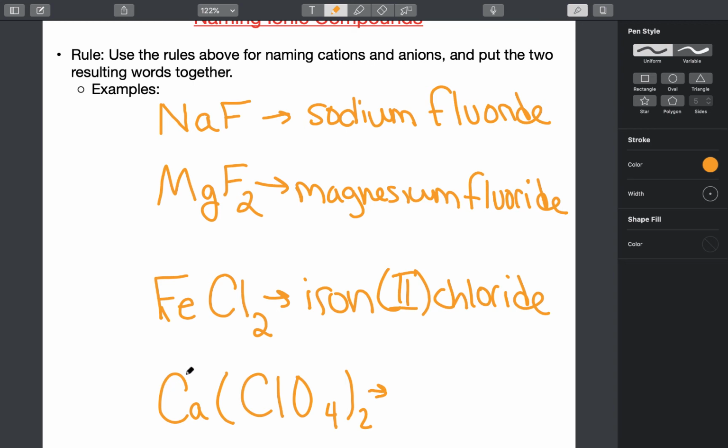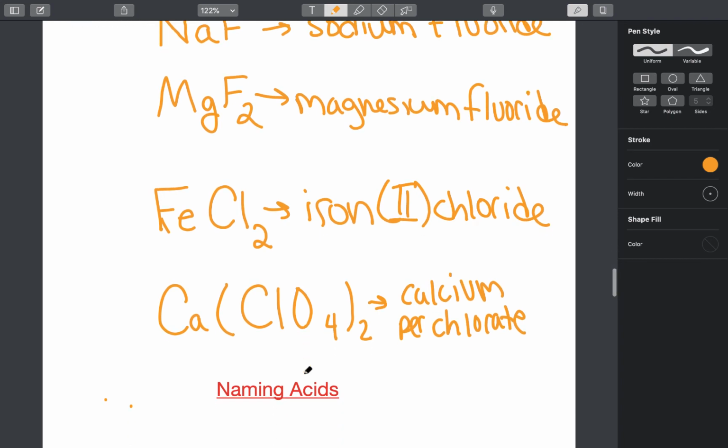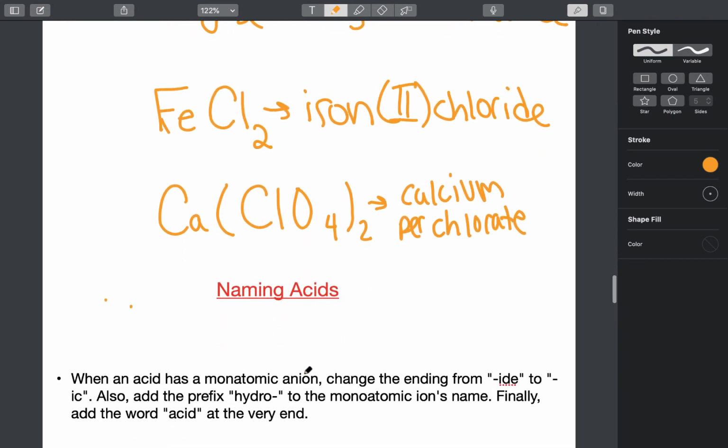So the last one is the trickiest one. You have calcium, which is a group 2 metal, therefore it only forms one charge, which is +2, and the perchlorate ion. So in order to write this, you write calcium perchlorate. And then you're done. So ionic compounds are not too bad to name, right? Those are the general rules for ionic compounds so far.